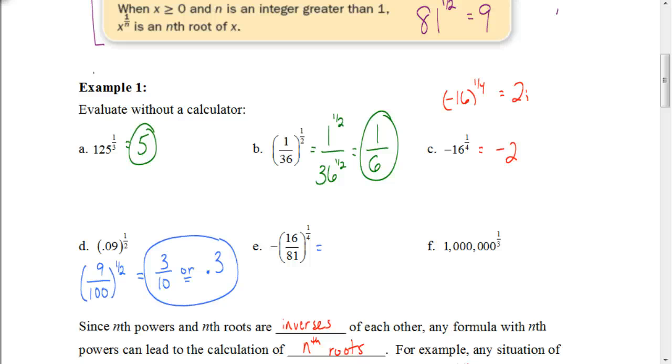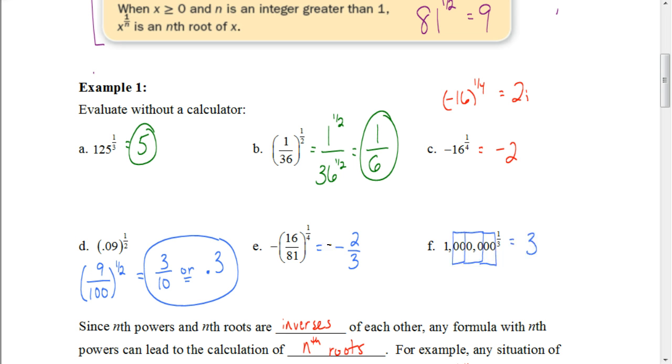Okay, so let's see how you did here. To start out with, letter E is very similar to both B and C, because it's similar to C in the sense that these parentheses are just around the 16 and the 81, so the negative is not included. So we're going to take the fourth root of 16 and the fourth root of 81. The fourth root of 16 is 2, and the fourth root of 81 is 3. But now we have to apply this negative here, so my answer would be negative 2/3.